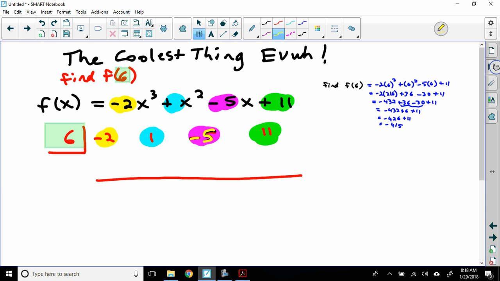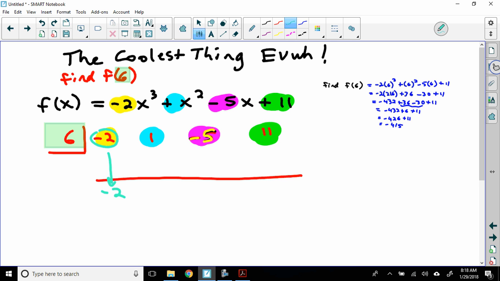So anyway, the first step in this procedure is we're going to take this -2 right here and we're going to drop it like it's hot. It's going to go underneath the bar. This is always going to be true of this procedure. That first coefficient is always going to be dropped to below the bar.